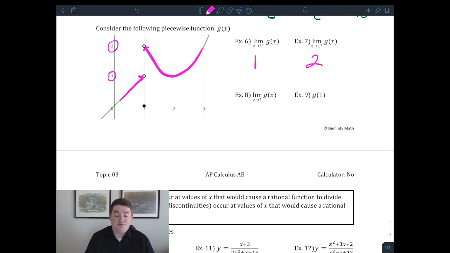Example 8, find the limit as x approaches 1. Well, we just saw that the limit from the left and the limit from the right didn't match each other, so this limit does not exist.